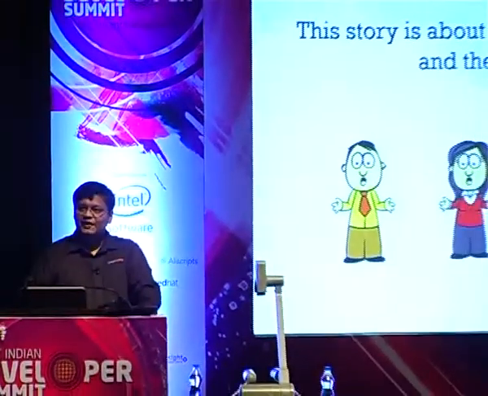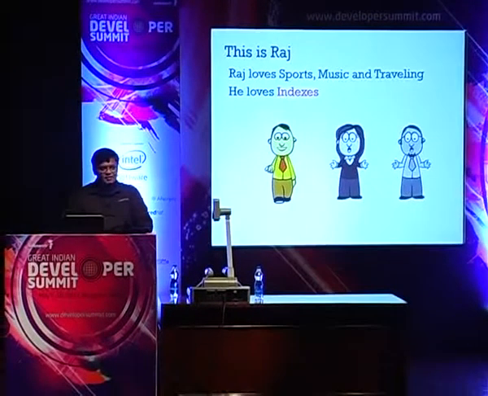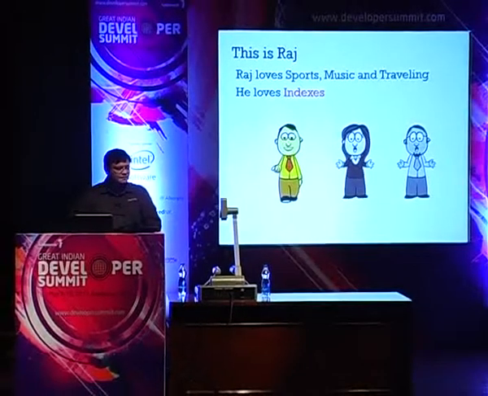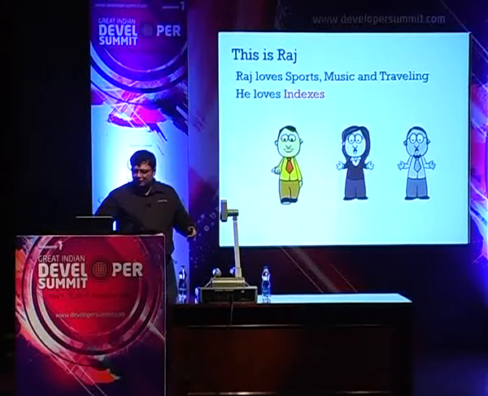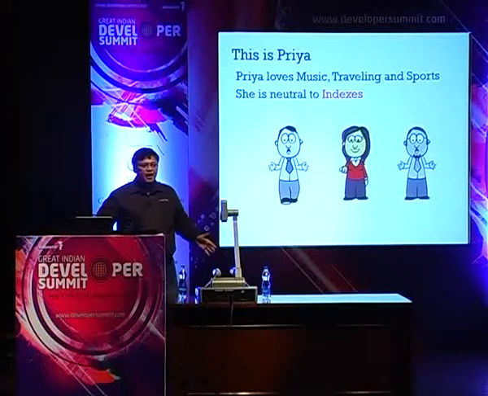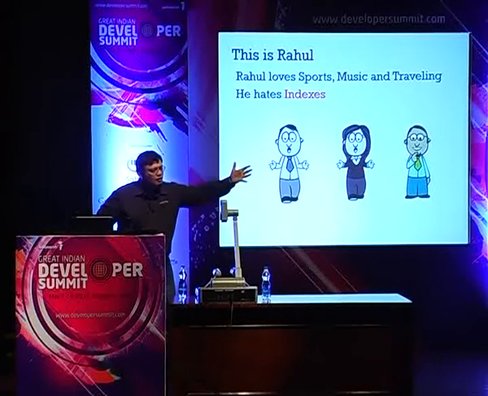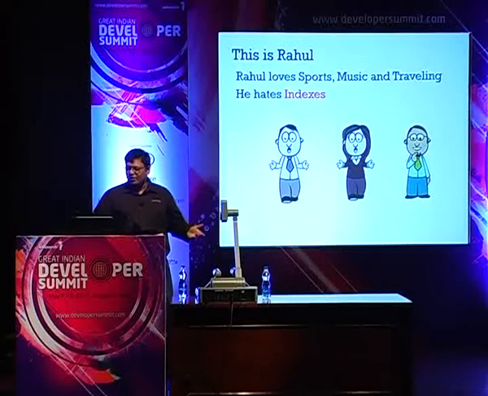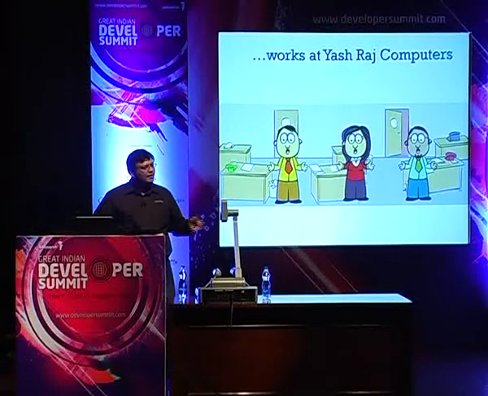Okay. So this story is about 3 friends and their friendship. Please pay attention to the details which I'm going to show you, okay? This is Raj. He loves indexes. Seriously? What's wrong with Raj? Raj loves indexes. This is Priya. What does Priya do? She is okay with indexes. Neutral. This is Rahul. Exactly. What does he do? Hates indexes. So, Raj, Priya and Rahul, this is the story about them.